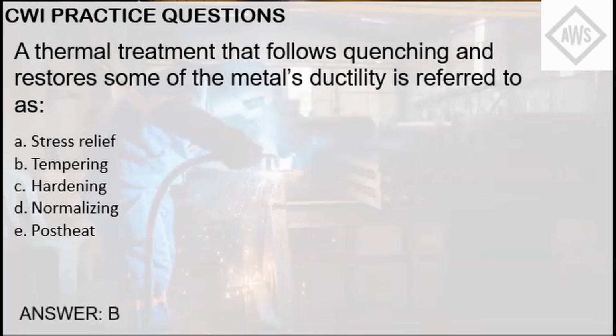Tempering restores some of the material's ductility, which follows after quenching. Since quenching's intention is to rapidly cool the metal to make it harder, it will lose some of its ductility. Tempering attempts to restore some of that metal's ductility to an acceptable range, depending upon the welding procedure specifications.